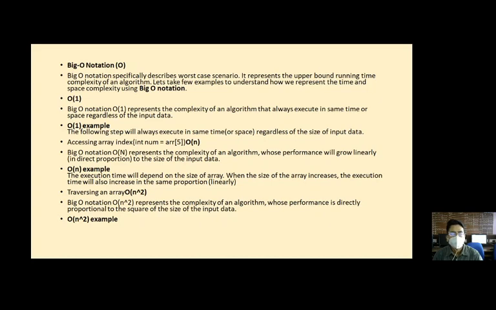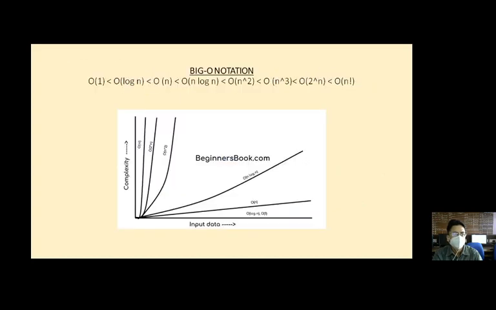If it is O(1), it means it does not depend on the input. Then it will give you a fixed, constant amount of time for whatever the size of the input. So big O is the upper bound. It is defined as the worst case of the algorithm.